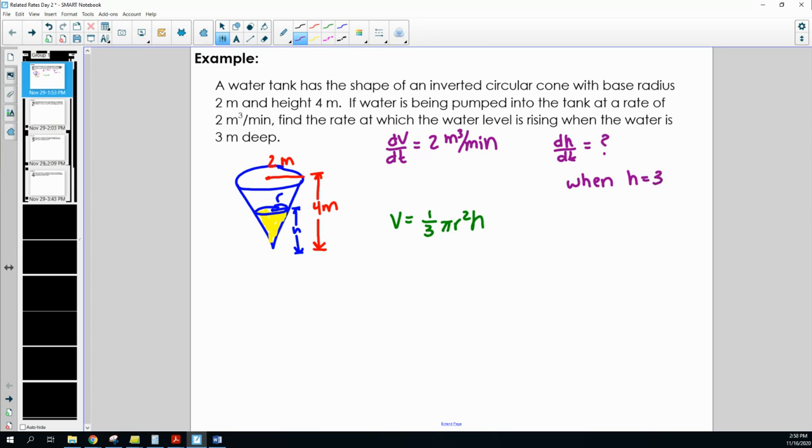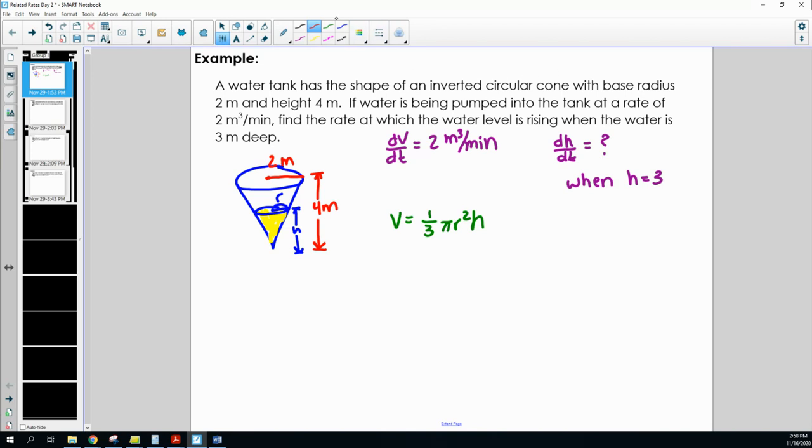Notice that it doesn't tell us anything about the radius. We know the radius is 2 meters at the base, but we don't know anything about the rate of change of the radius. When we had a question with the cylinder in the previous video, the radius stayed constant, so the rate of change of the radius would be 0. That's not true in this case; as the height changes, the radius is also changing. Since they didn't tell us any information about that, what we need to do is change the radius to be in terms of the height. If I was trying to take the derivative of this, I would need to know something about dr over dt, which I don't know.